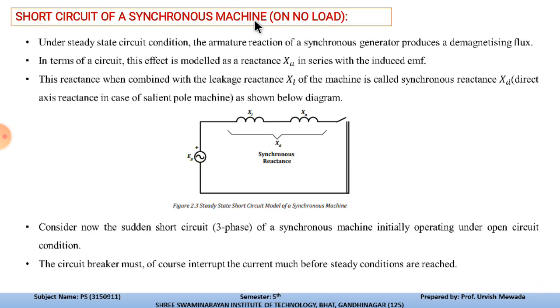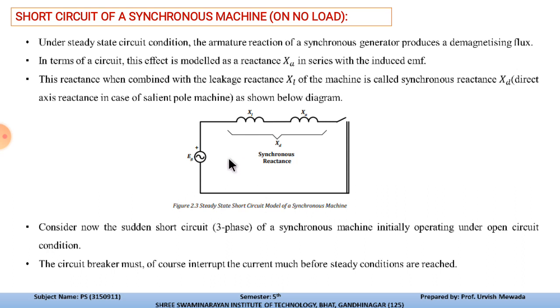So, short circuit of a synchronous machine. Here it has two cases. First is the no load condition, and second is the on load condition. So when a sudden three-phase short circuit occurs at the terminal of a synchronous machine, the current in the armature circuit increases suddenly to a large value.